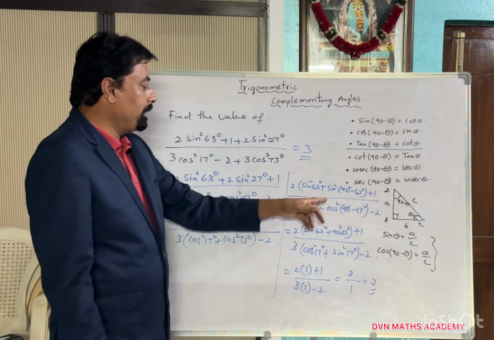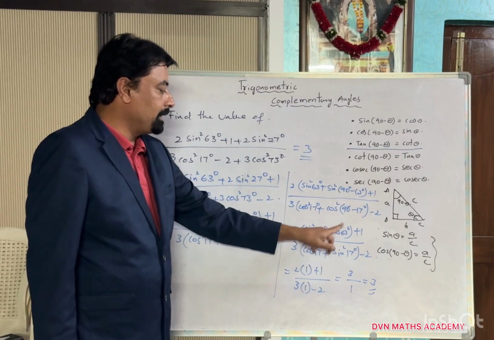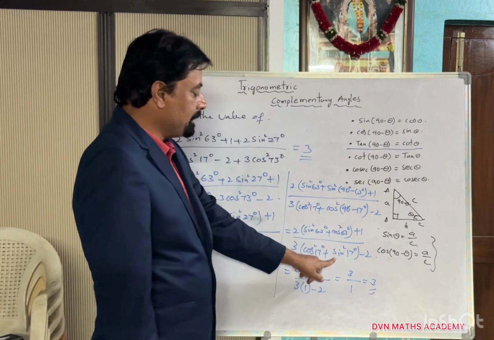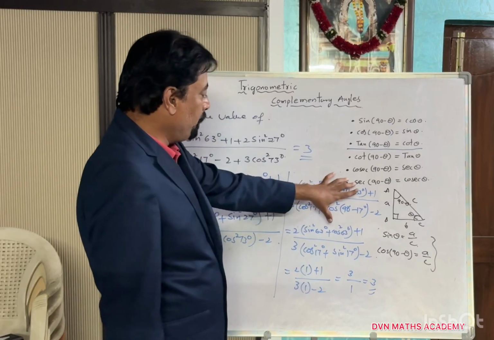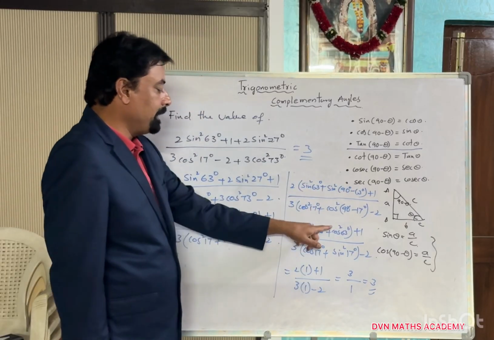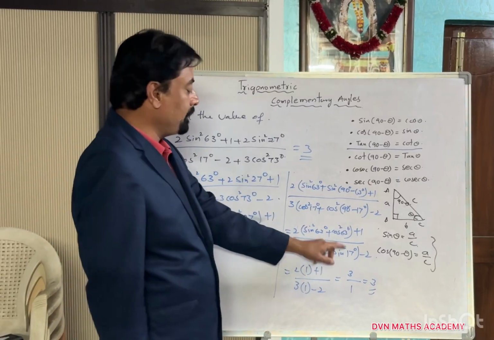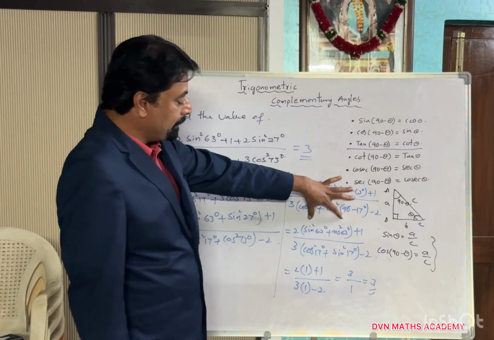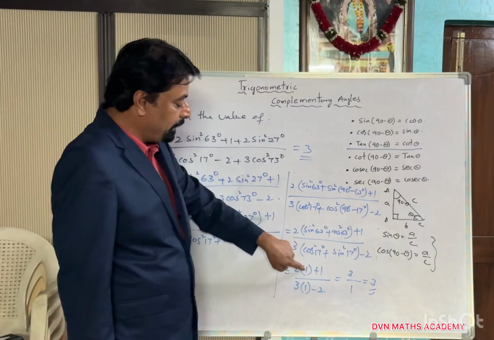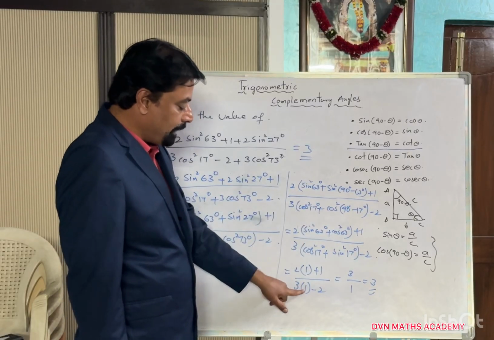So here we applied that sin(90° − θ) is cos θ and cos(90° − θ) is sin θ. If you apply this, the numerator will become sin²θ + cos²θ. Then the denominator also will become cos²θ + sin²θ. We know the identity that sin²θ + cos²θ is 1, and cos²θ + sin²θ is also 1.